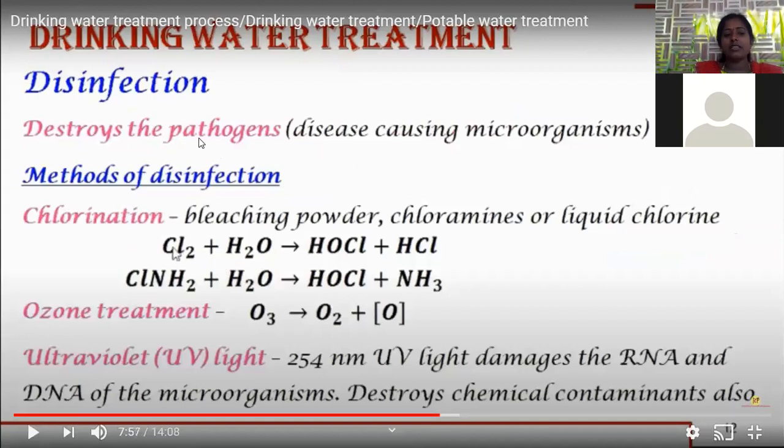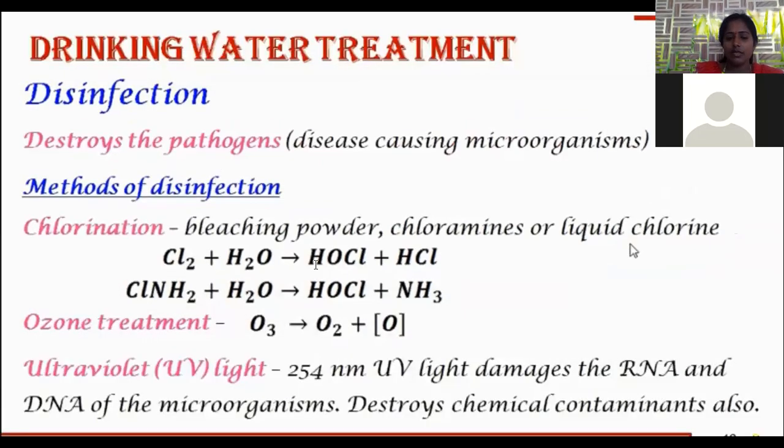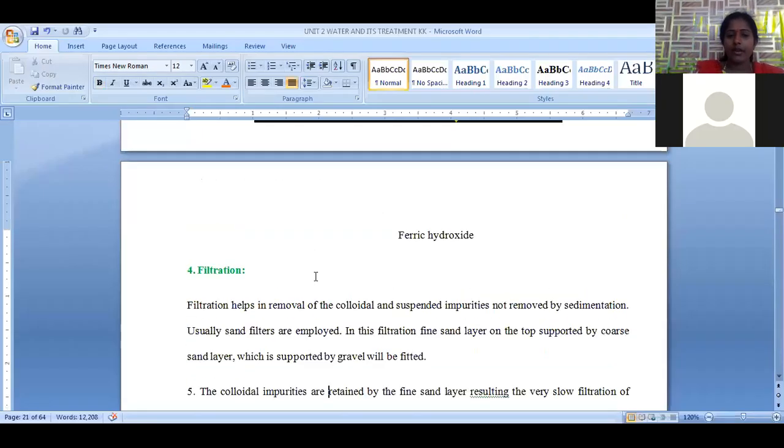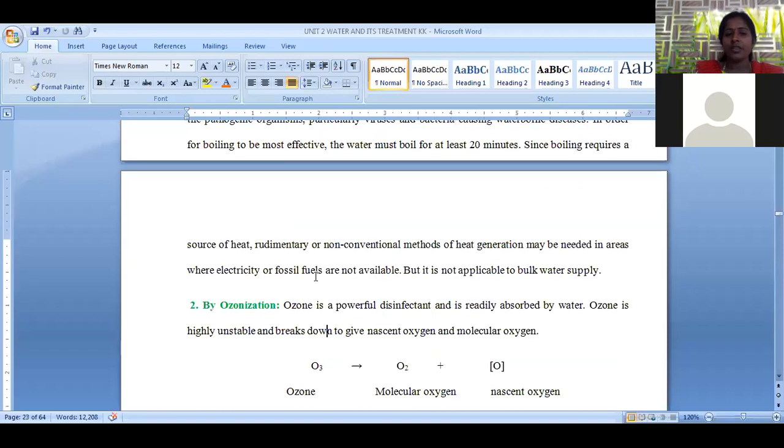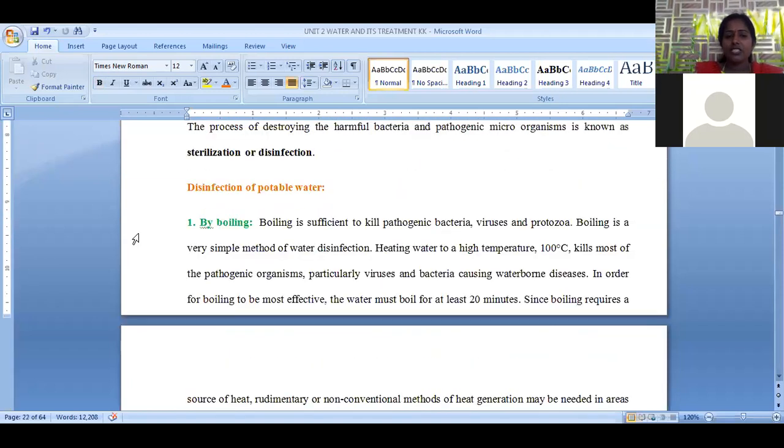Then the next method is called disinfection. Disinfection is a very important process. Disinfection is nothing but removal of all the pathogenic organisms from the water. Now let us go to this slide where disinfection is possible. This is the sand filtration process, just to show how it is possible. In this, disinfection is carried out by the boiling method.